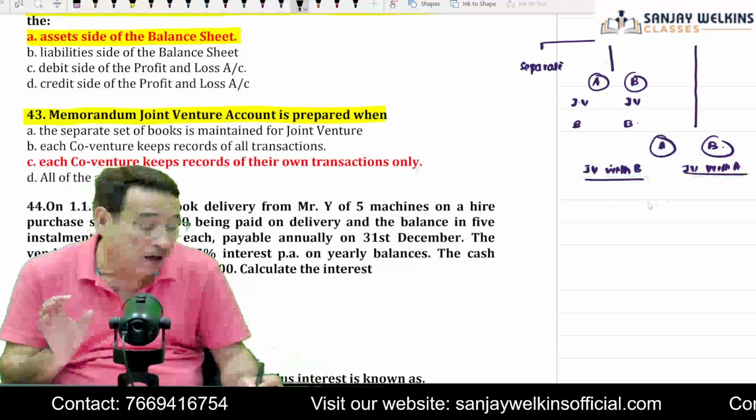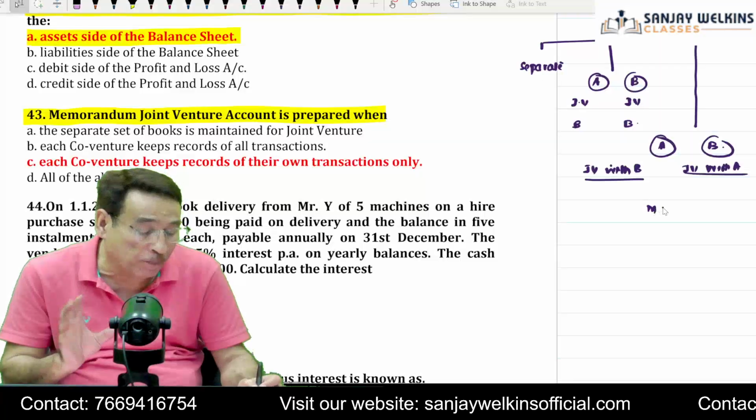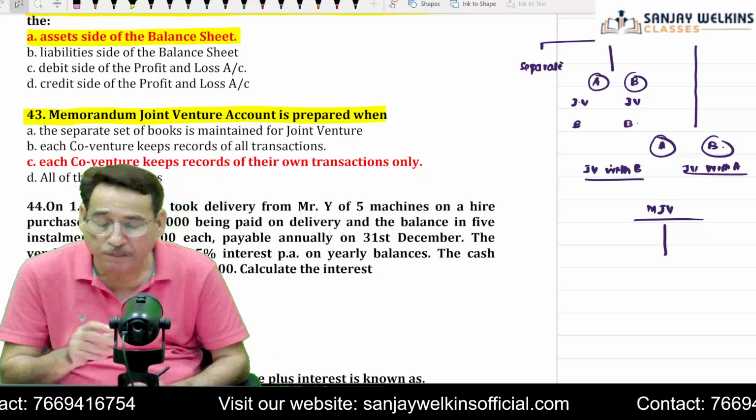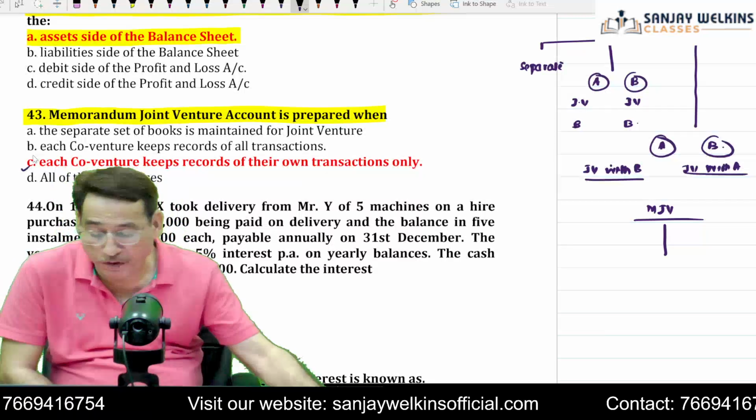Is it clear to you? And then in order to derive the profit, they will prepare what we call memorandum joint venture account. Correct? Is it clear to you? So, in this case, your answer will be C.